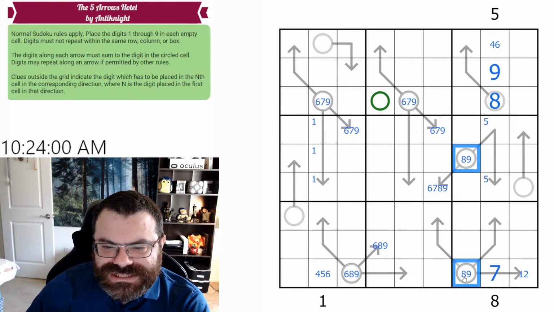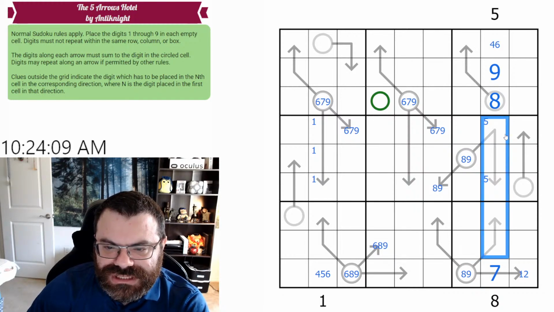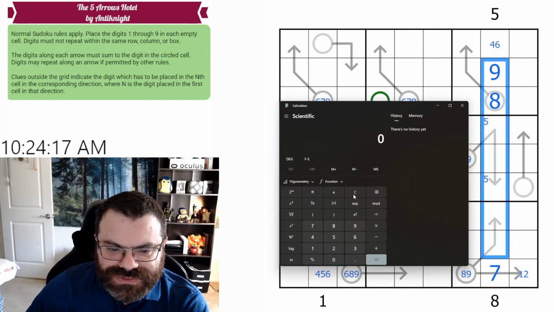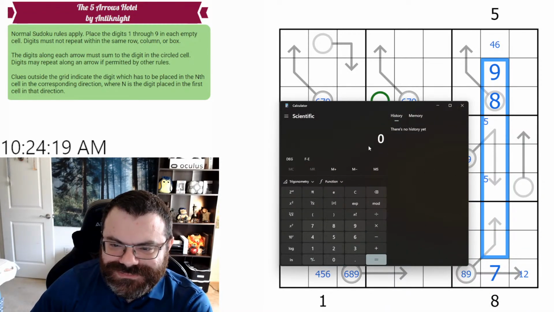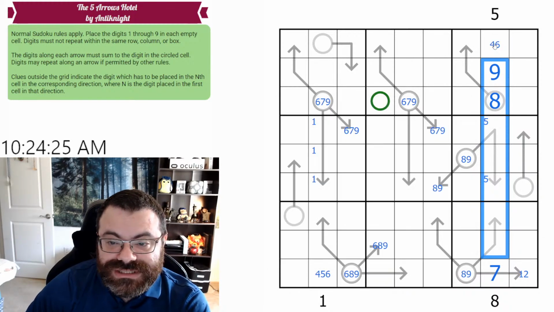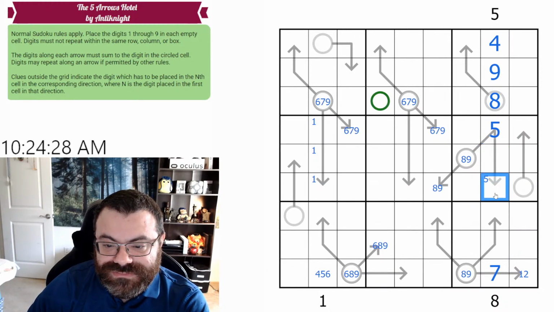Now we know these add to 17. So if these add to 17, then these add to 17, and now we know the sum. So 34. I'm going to use a calculator. I just woke up, so let's see. 17 plus 9 plus 8 plus 7 is 41. I thought so, which means that this has to be a 4, and that places this 5.